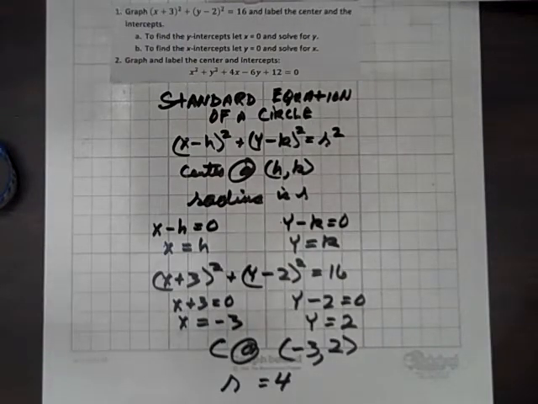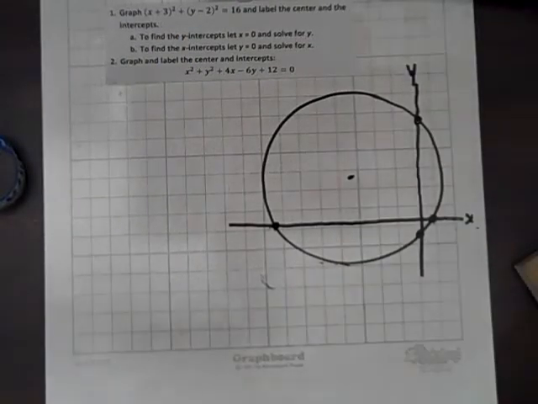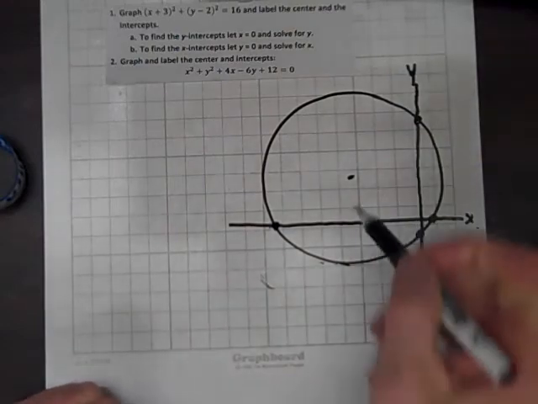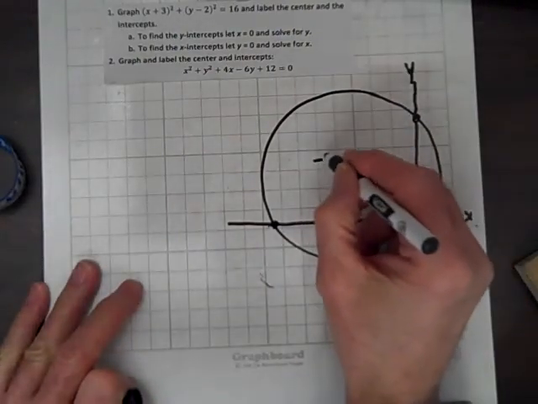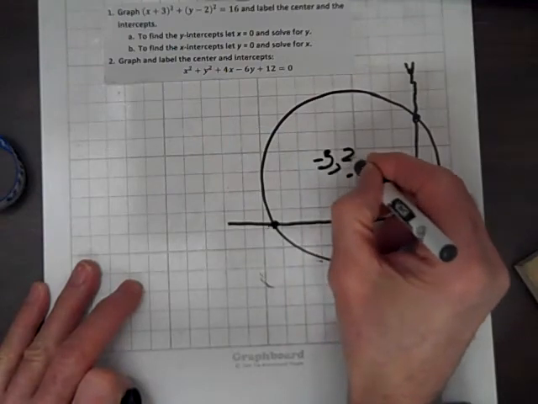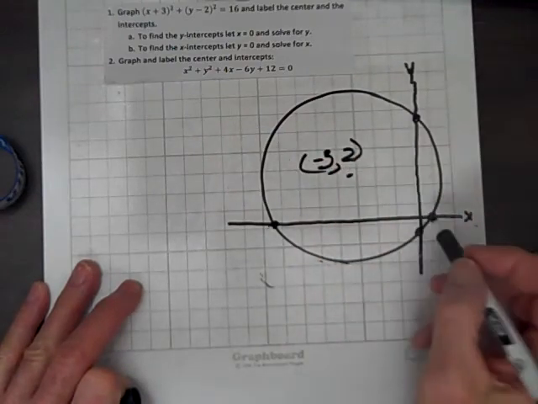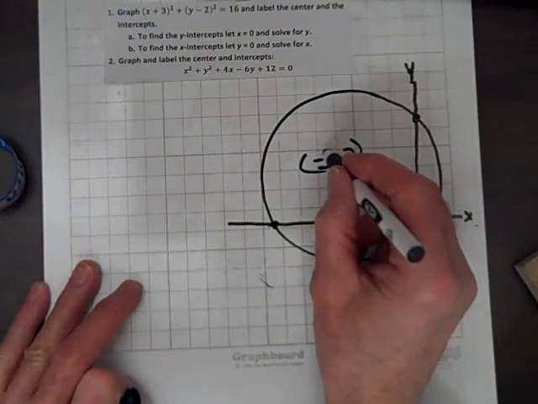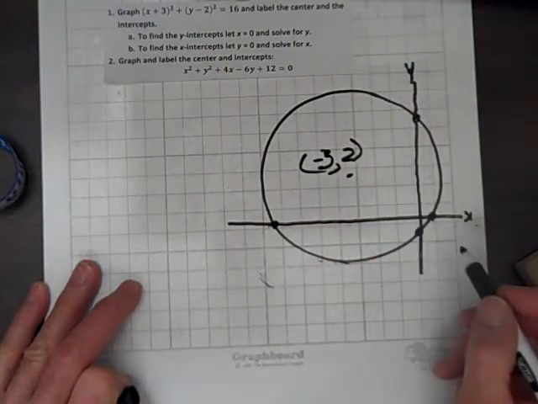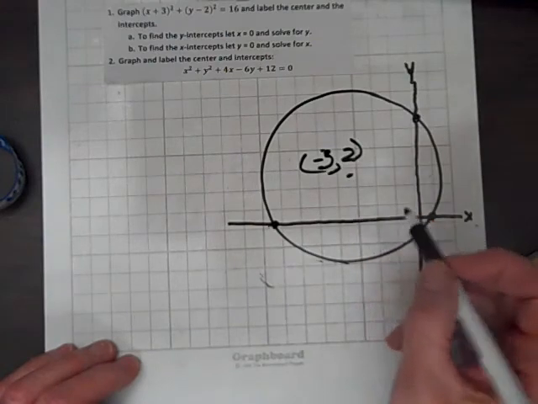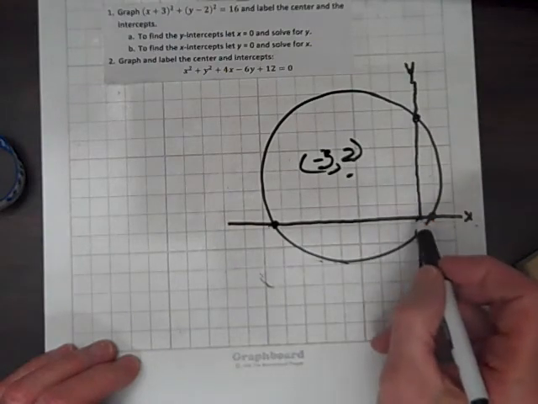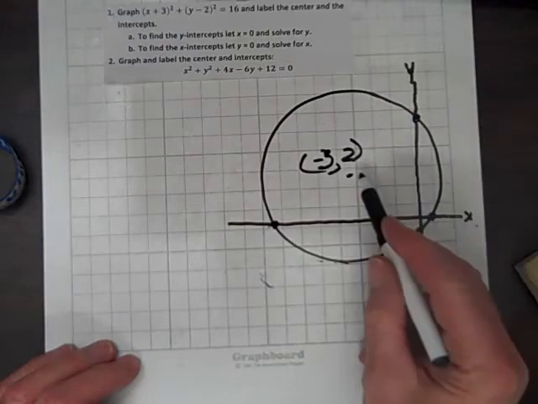So from here, we'll graph the circle. So here's our circle. It has a center at (−3, 2) and a radius of 4. The x-axis is 2 units below the center. The y-axis is 3 units to the right of the center.